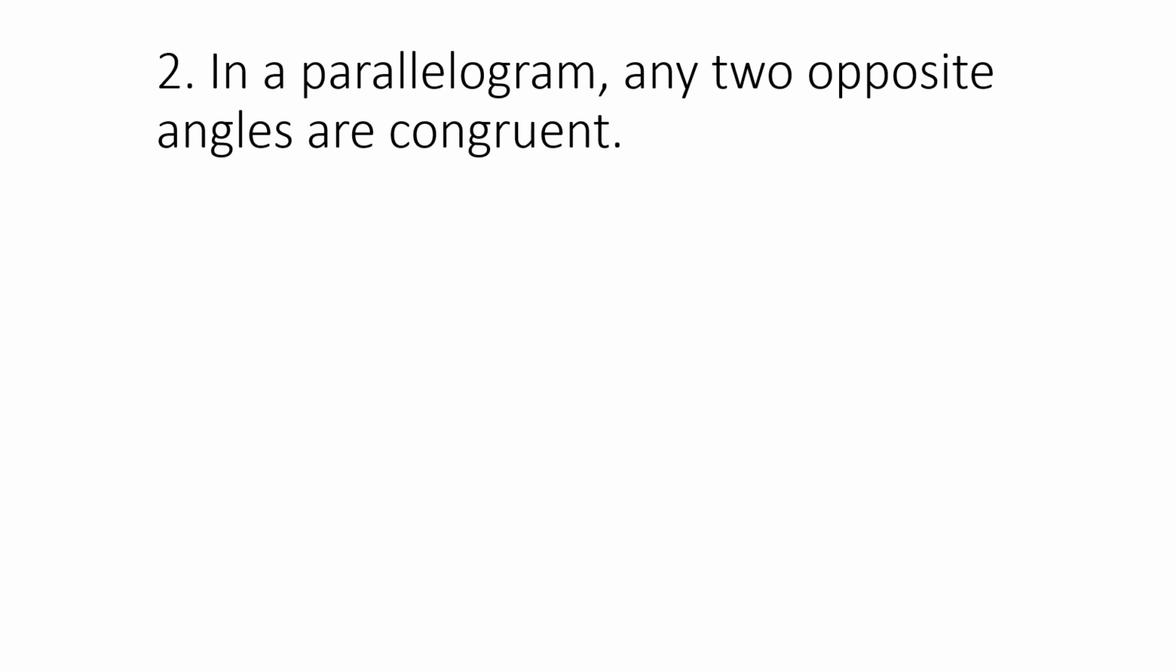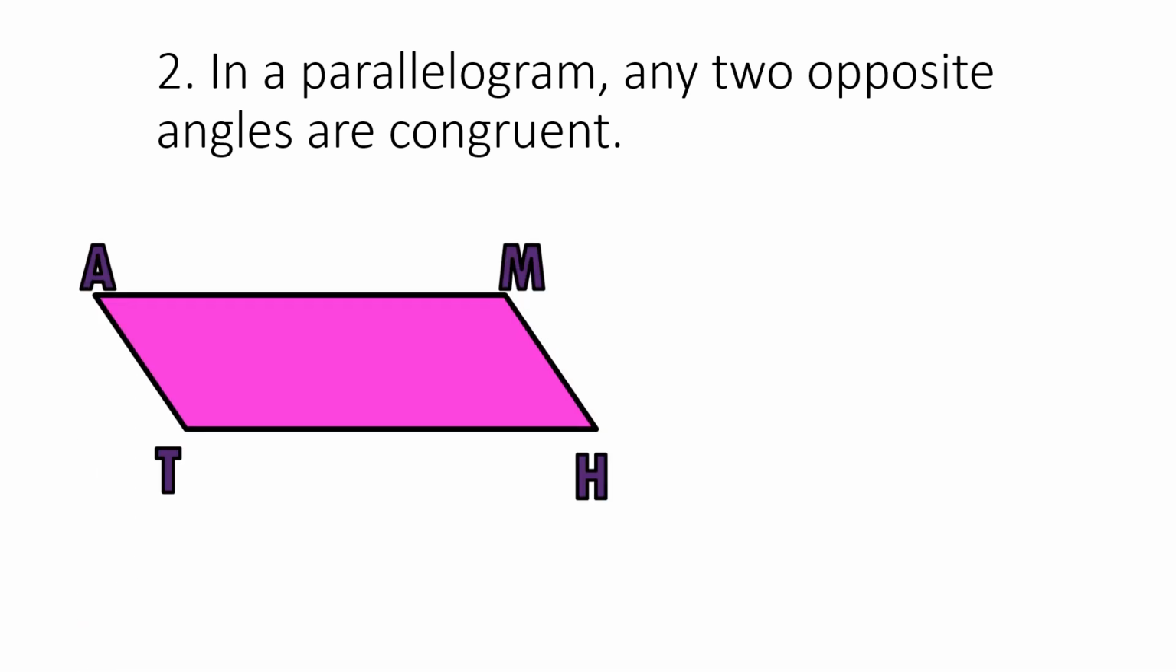Number 2. In a parallelogram, any 2 opposite angles are congruent. In the figure, MATH is a parallelogram. We have 2 pairs of opposite angles. Angle M is congruent to angle T, and angle A is congruent to angle H.